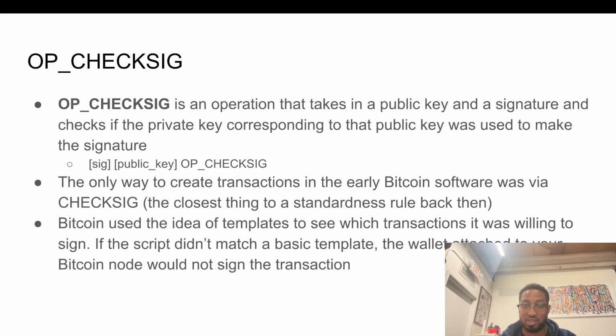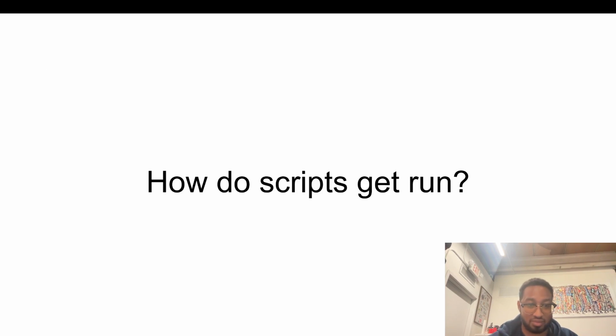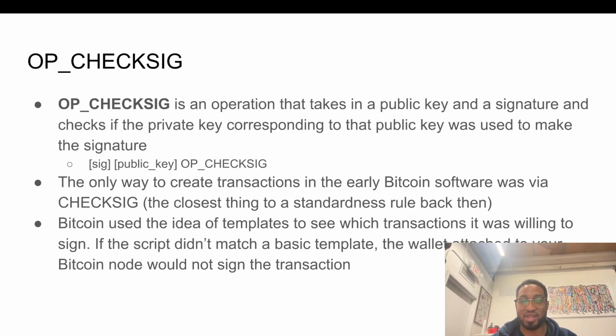Bitcoin used the idea of templates to see which transactions it was willing to sign. If the script didn't match a basic template, the wallet attached to your Bitcoin node would not sign the transaction. So that's pretty interesting, right? Again, just to reiterate, we didn't have standardness back in the early days of Bitcoin. But you did have some kind of rule checking.